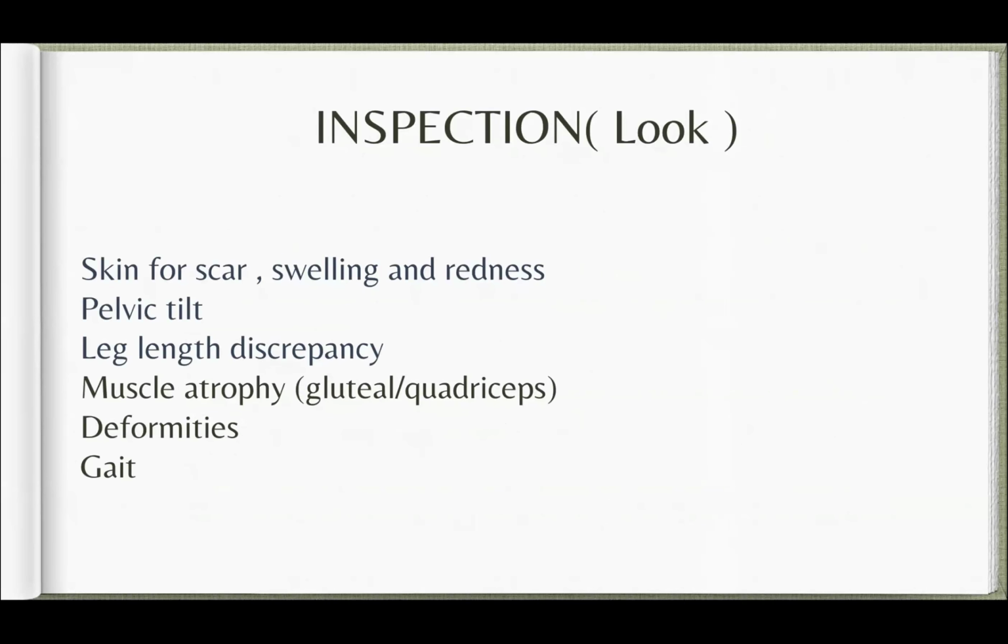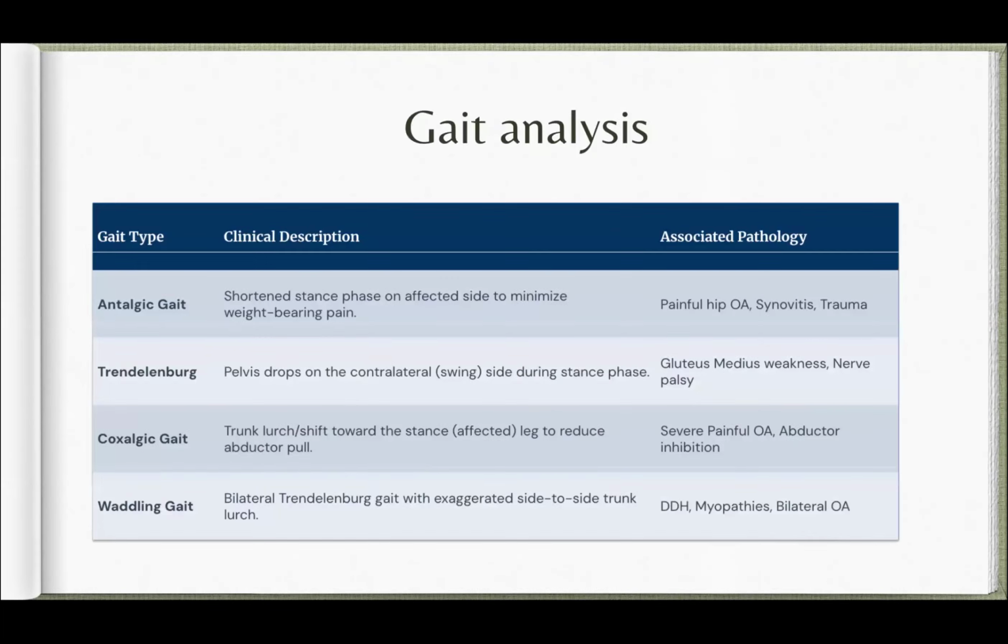Inspection. Skin should be looked at for scars, swelling, and redness. Pelvic tilt, leg length discrepancy, muscle atrophy, deformities, and gait have to be looked at. Gait analysis: there are different types of gaits that have to be described. One is the antalgic gait. There is a shortened stance phase on the affected side to minimize weight-bearing pain. It's generally seen in painful hip osteoarthritis, synovitis, or trauma.